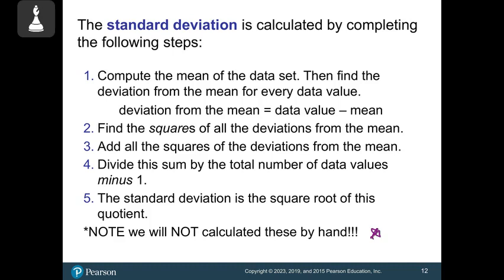Lots and lots of steps. It usually takes like a table and a lot of time. So we will use StatCrunch to just give us the value and just look at the values and say, if it's a larger value, clearly the data is more spread. If it's a smaller value, the data is closer together.